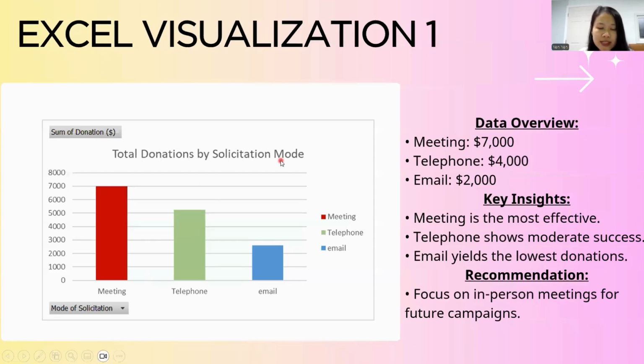Okay, first, visualization in Excel. This one shows how much money comes in through each method. Meetings bring about $7,000, telephone $4,000, and email lags at $2,000. The big insight: meetings are the most effective, followed by telephone, with email bringing up the rear. My recommendation: let's focus on in-person meetings for future campaigns. What do you think about that?